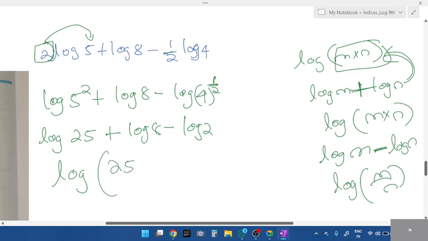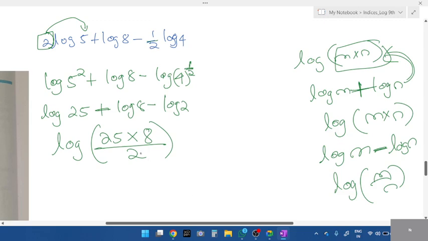For plus, what do you do? What sign should I put for plus? Multiply. For minus, division. Is it clear? Which one can be cancelled? 2 ones are 2, 4s are. What is log 25 into 4?